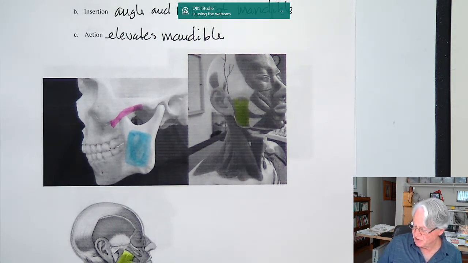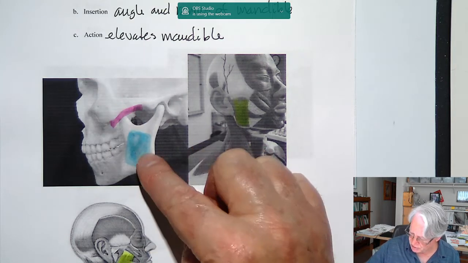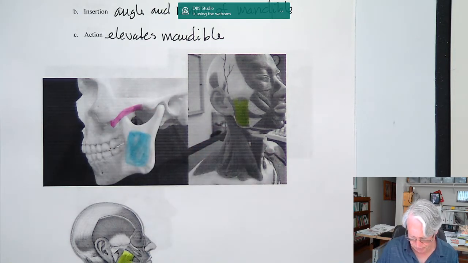It elevates the mandible, lifts this up. So that's the origin, which stays still. This is the part that moves. So we're lifting the jaw up this way.